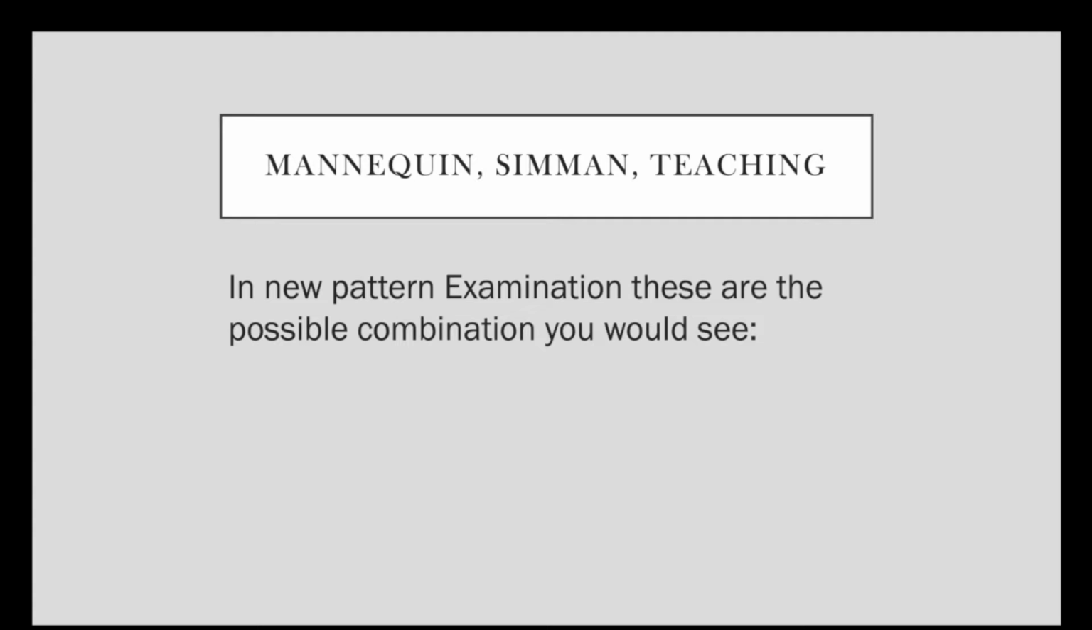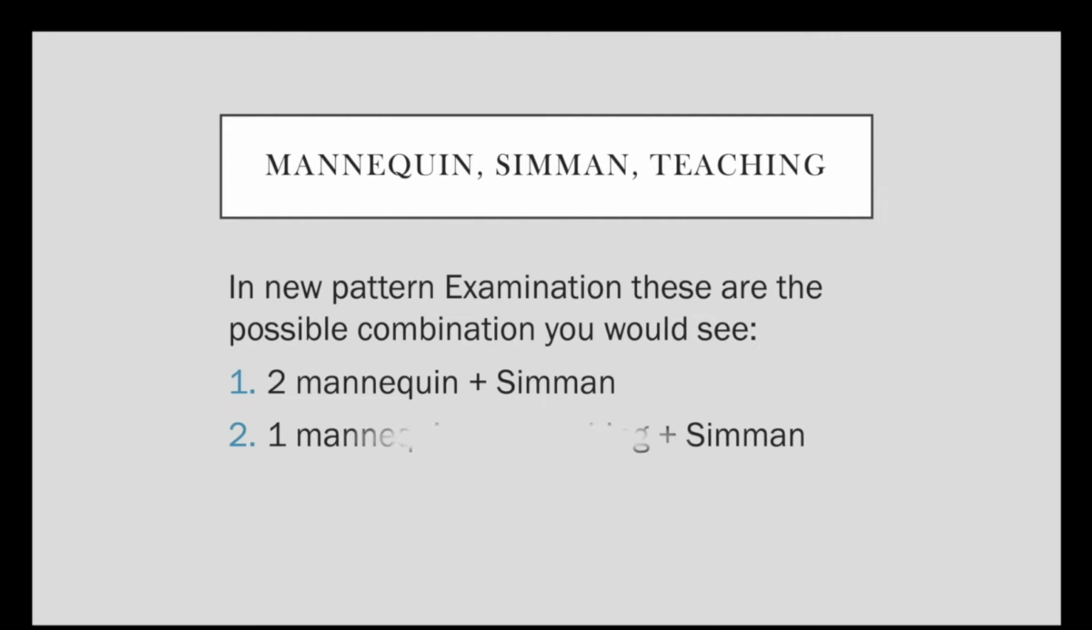Now we know that the 5 stations are basically telephone based, and 3 stations will be in this combination. The first combination could be that you might get 2 mannequin stations, that means 2 mixed stations and 1 Simman station. The other combination could be 1 mannequin station, that means 1 mixed station, 1 teaching station and 1 Simman station. And the other combination could be 2 teaching stations and 1 Simman station.